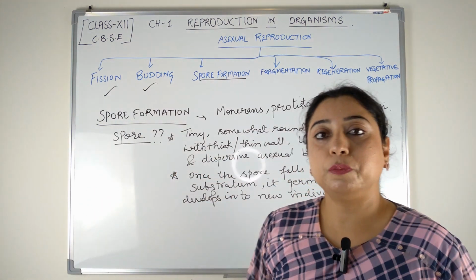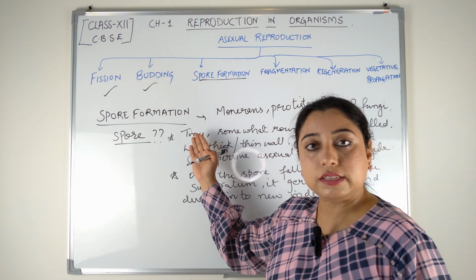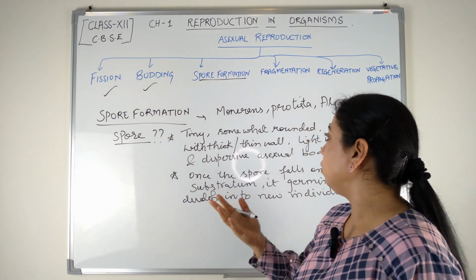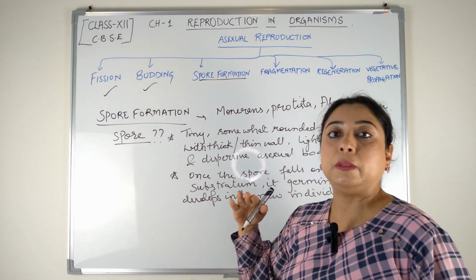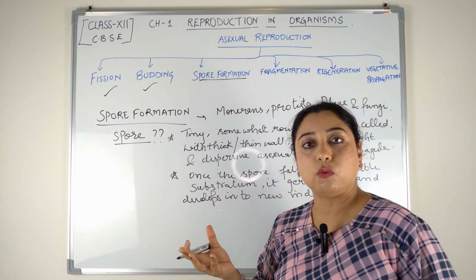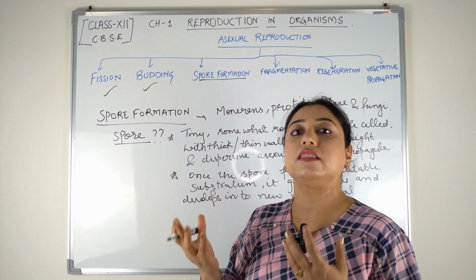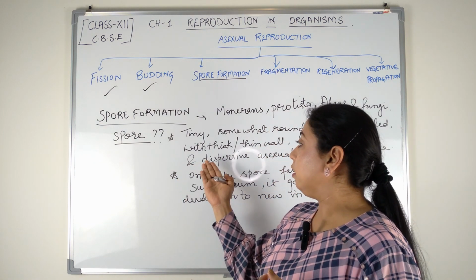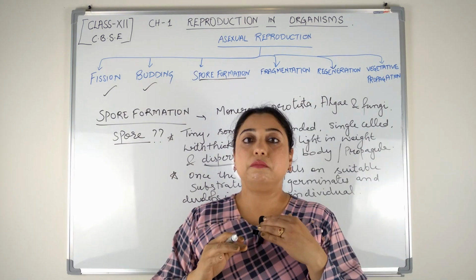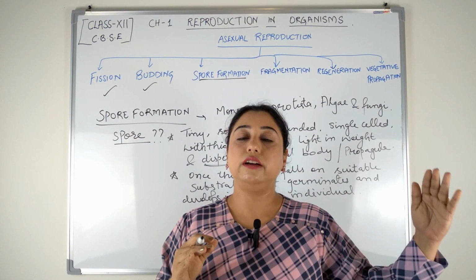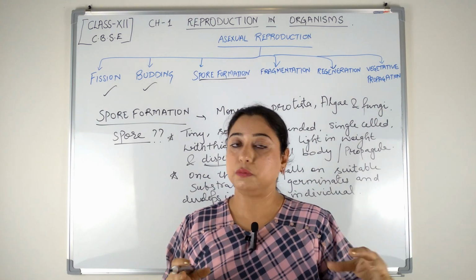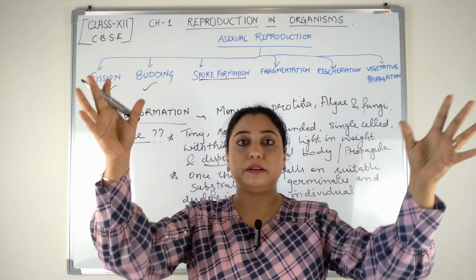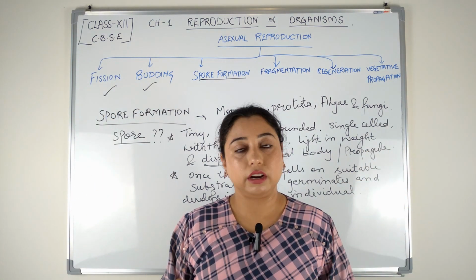Right? So what are spores? Spores are very small, tiny structures. They are somewhat rounded or spherical. Single celled. They are covered by a thick wall, majorly thick, but in some spores we can see a thin wall as well. They are very light in weight, and because of that they are dispersive. Dispersive means they can be easily carried by the wind current or the water current to distant places because they are very light in weight. So it's very easy for them to disperse to different distant places and germinate as and when required. Right?